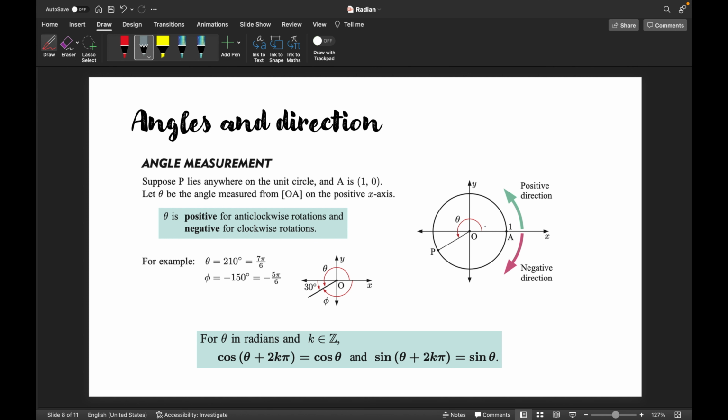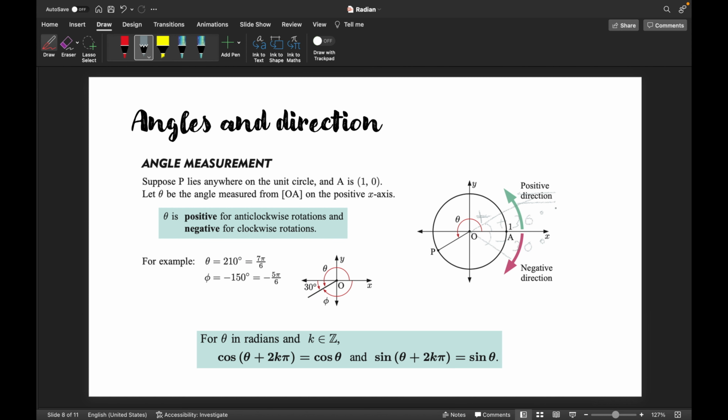So if you make an angle with respect to the x-axis and you go anti-clockwise, then the angle is going to be positive. So this is the positive direction, this way. And if you go the other way around, it's going to be the negative direction. So let me draw something. This is going to be plus 30 degrees, and this is going to be negative 30 degrees.